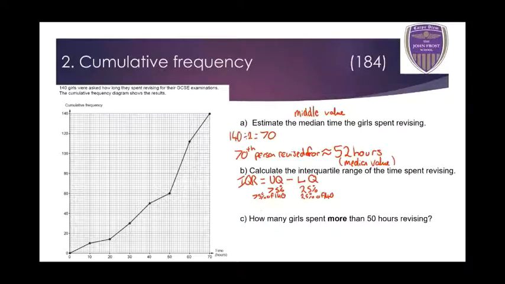I'm going to draw it a little bit smaller. It's 105. And the 25% of 140 is 35.